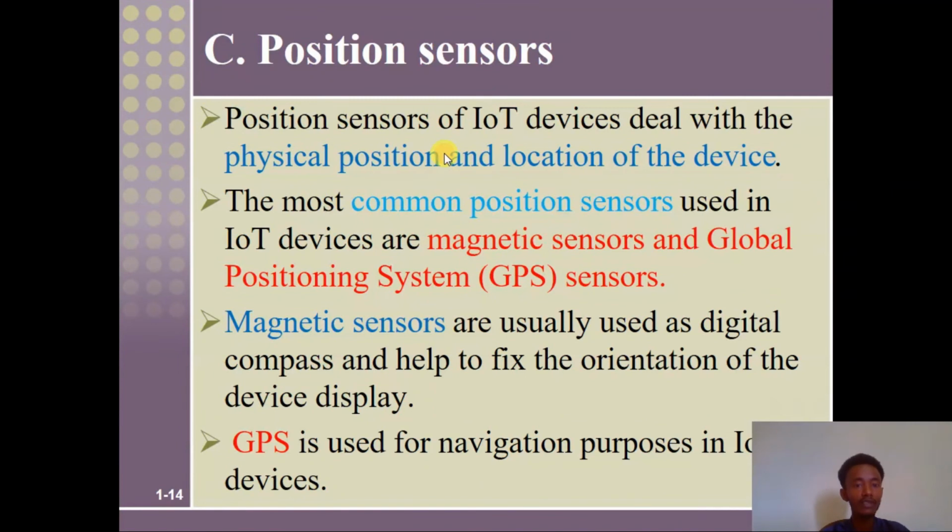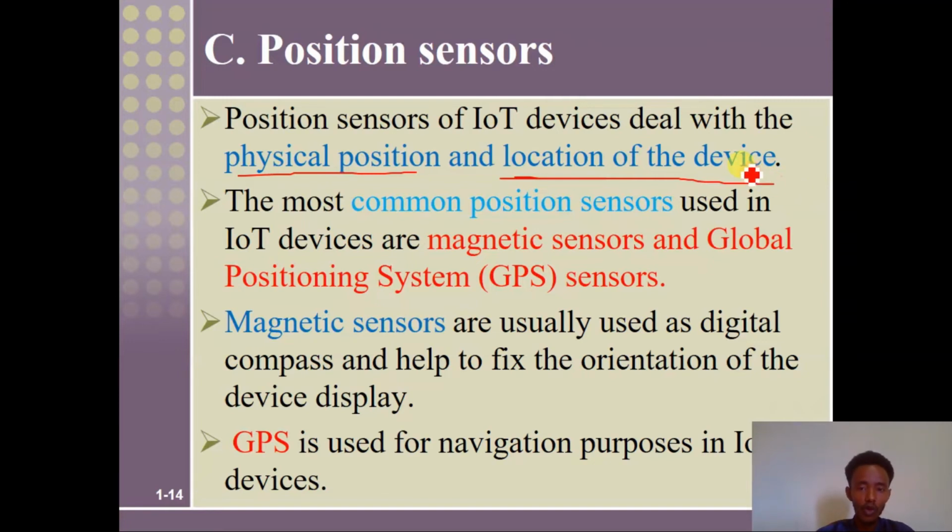Another one is position sensors. Position sensors of IoT devices deal with the physical position and location of the devices. If our IoT device contains such position sensors, and we are managing the device by using an endpoint management device, we are able to know the physical position of the devices and also the location where our devices are located. We can know this by using different position sensors.